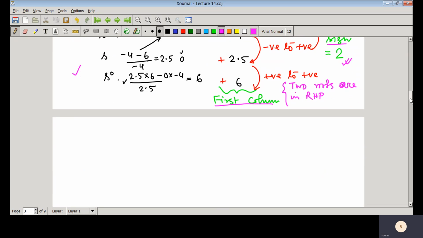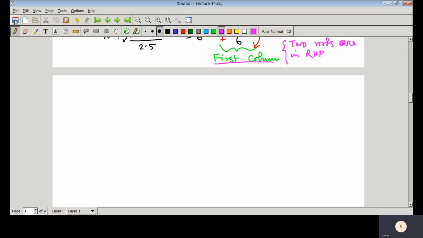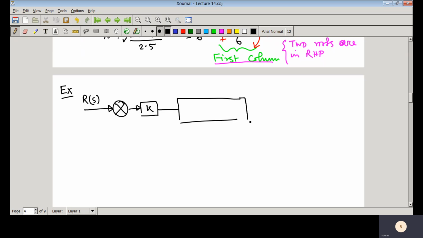So let us solve one more example, and we can see how this particular method can be used to design some control system as well. Here we are taking one system. Suppose this is the input, and you have a proportional controller, that is K. This gain is unknown, and you have one plant. This plant transfer function is s plus 7 and then s plus 11.